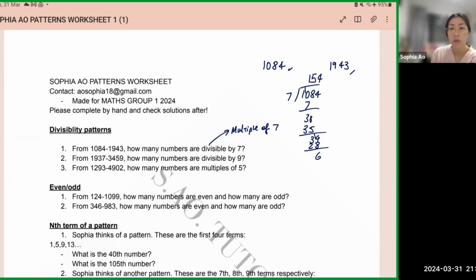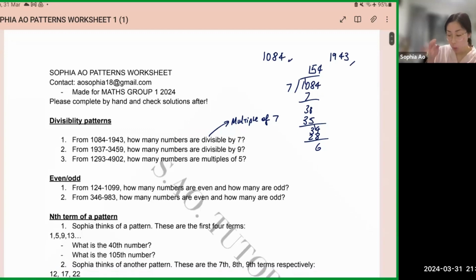So they go, well, Sophia, is 7 times 154 the multiple that we should be starting with, or do we need to round to the next one? If that's something you're thinking at the moment, I want you to think about what this actually represents. We're saying 1084 divided by 7 goes in 154 times and then another 6 individual units added on, okay?